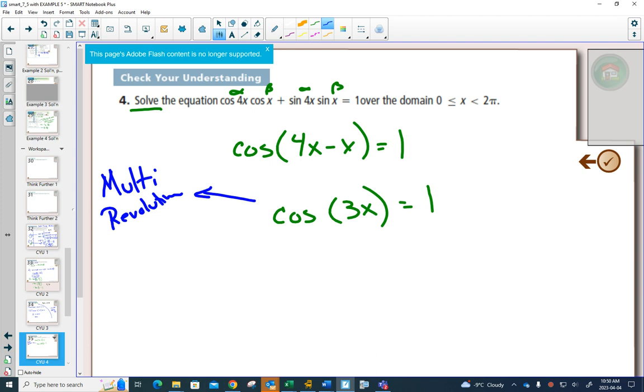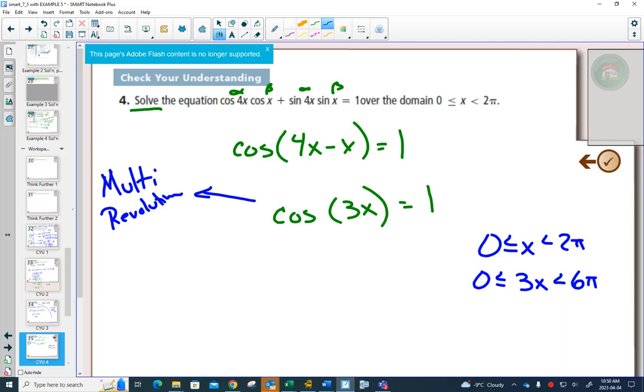So then we have to go into our brains and say, all right, how did I solve those questions? Step one, no idea. I haven't had spring break yet. Completely gone. Step one in a multi-revolution question was to rewrite the domain for 3x. If x is between 0 and 2 pi, then 3x would be 3 times around our unit circle, between 0 and 6 pi.